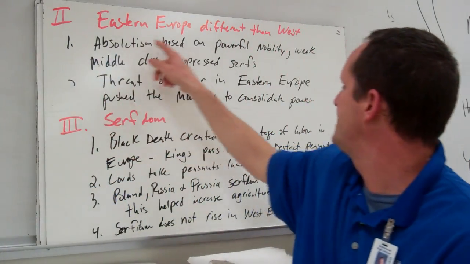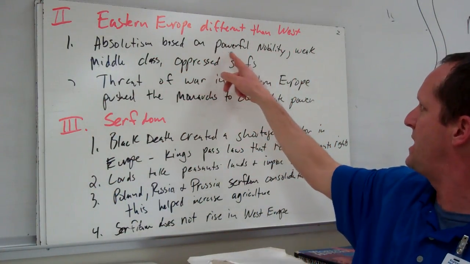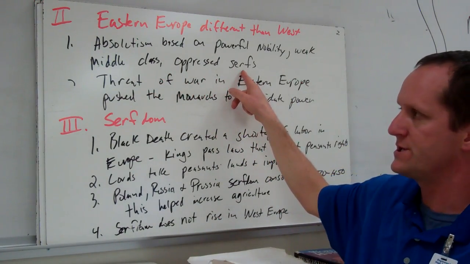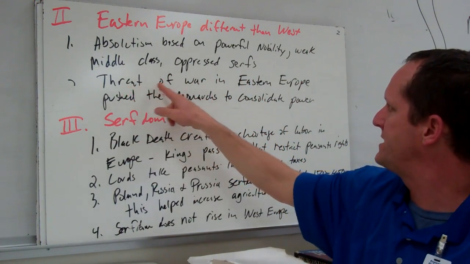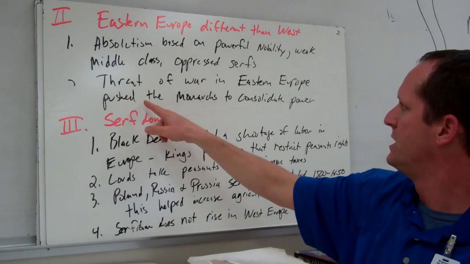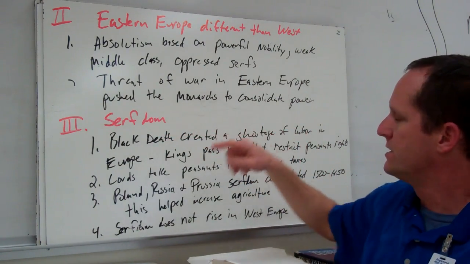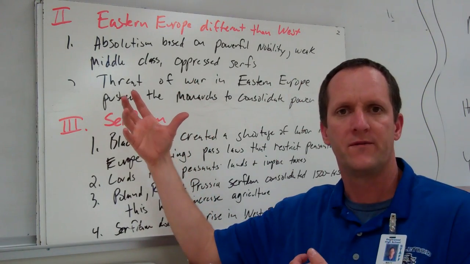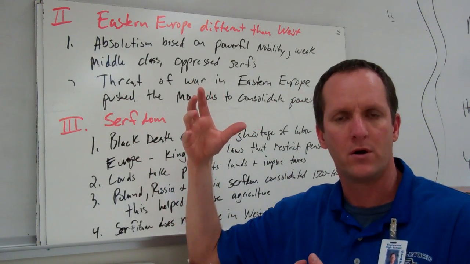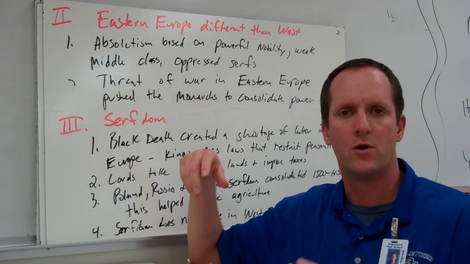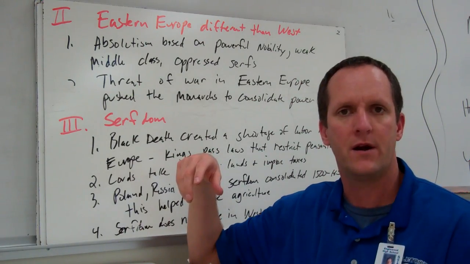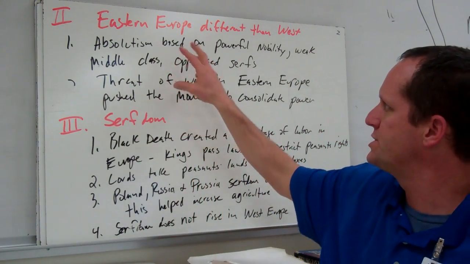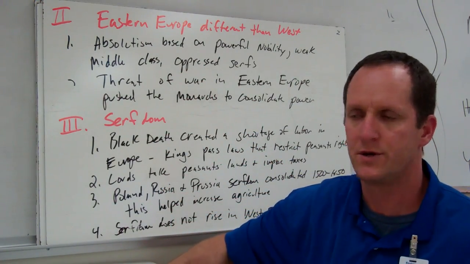Eastern Europe, different than the West, absolutism was based on powerful nobility, weak middle class, and they oppressed the serfs. There was a threat of war in Eastern Europe, pushed the monarchs to consolidate power. So this war threat coming originally from the Mongols, coming from Mongolia, and then other areas in the southern part of Asia, pushed these monarchs to consolidate their powers.